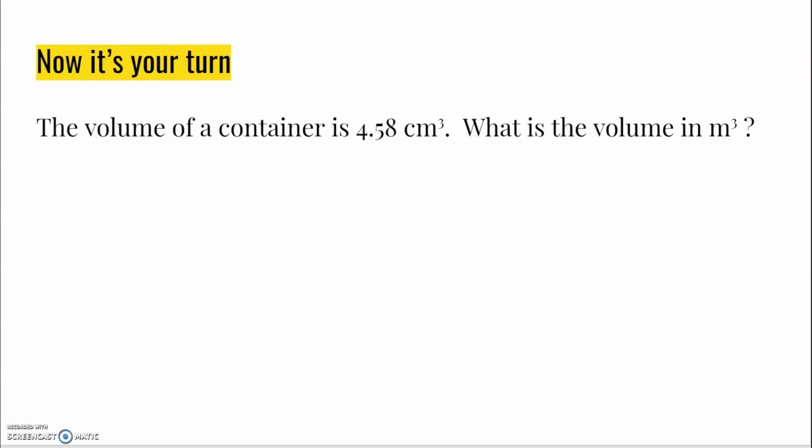So now it's your turn. The volume of a container is 4.58 centimeters cubed. What is the volume in meters cubed? So my first question to you is, what units are you looking for? Pause the video and see if you can answer that. Did you get it right? You're looking for meters cubed. The next step is to go ahead and solve it yourself. So pause the video and actually solve this problem on a piece of paper and see if you get it correct.